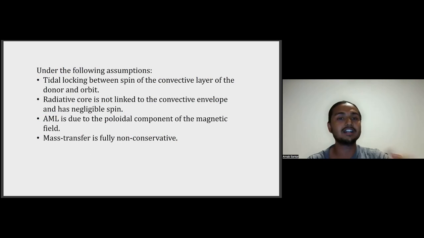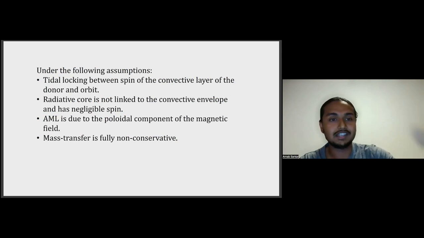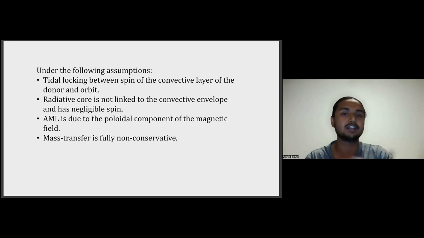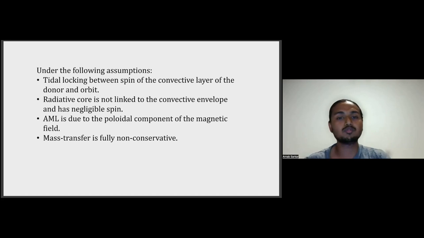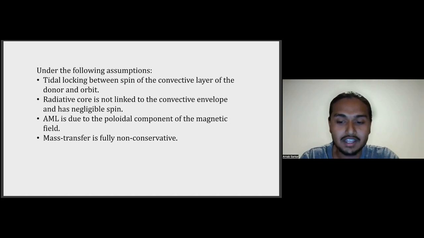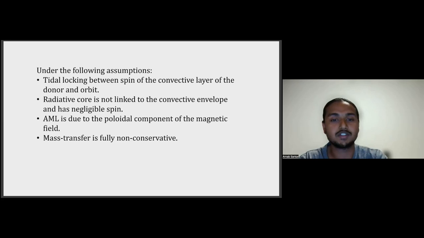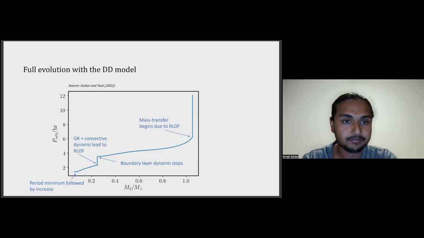We assume that there is tidal locking between the convective layer and the orbit, so that the angular velocity of the orbit is equal to the spin angular velocity. We also assume that the radiative core is not spinning at all, and it's not linked to the convective envelope. We assume that the braking happens only due to the poloidal component of the magnetic field. And finally, we assume that mass transfer is fully non-conservative, such that whatever mass the white dwarf accretes is removed in the form of nova eruptions.